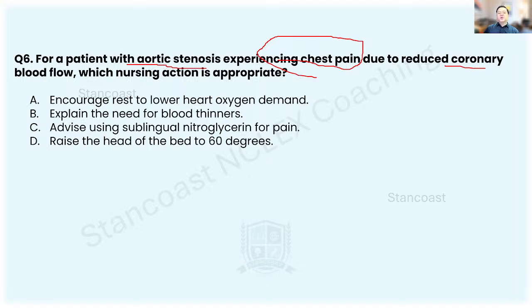Our main issue here is the stenosed aortic valve. It's not really the coronary artery. There is no problem in the coronary arteries according to the scenario here. There's no blockage, no clots, nothing whatsoever. So the problem here is basically the aorta.